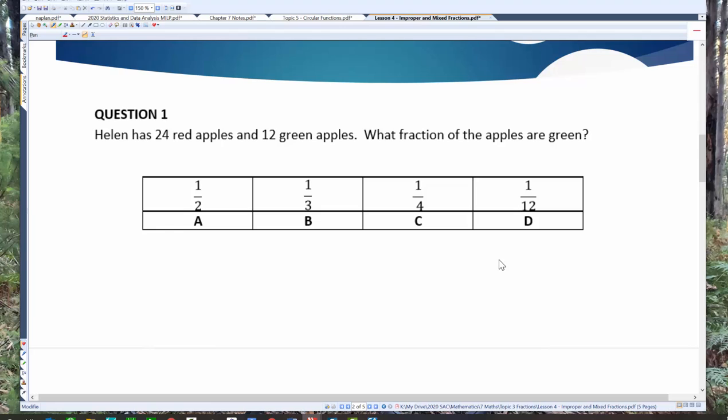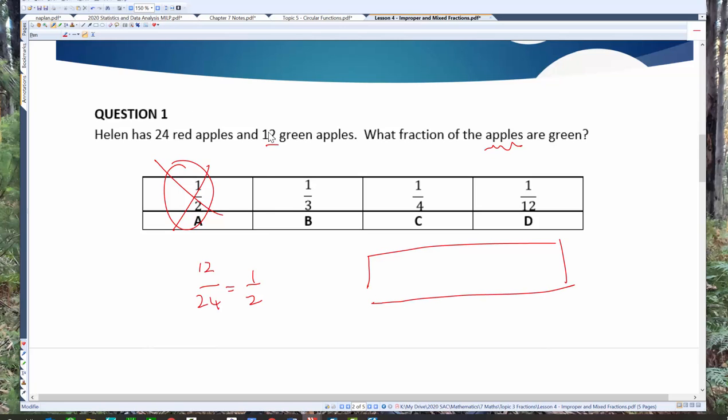This was a NAPLAN question a few years ago that many students got wrong. Helen has 24 red apples, 12 green apples. What fraction of the apples are green? So what many students did for this one is they saw 12 green apples out of the 24 apples, said the answer was a half. Not correct. Let's try to visualize this.